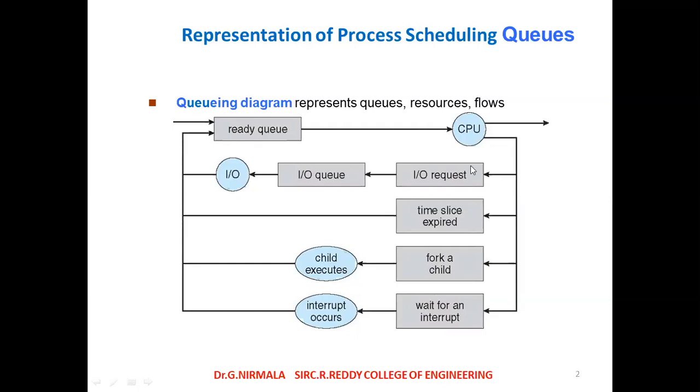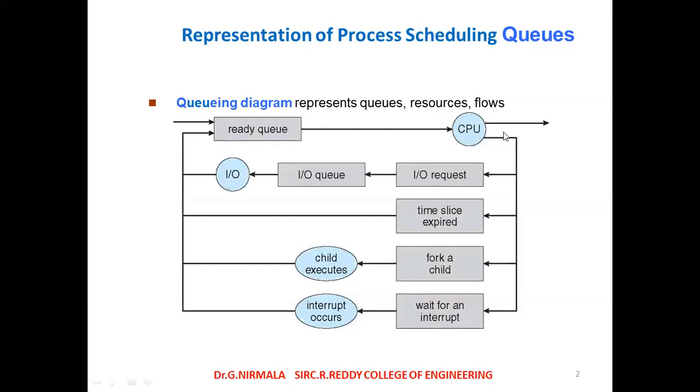For example, the CPU will receive a timer signal, time slice expired. This is the time slice expired. Whenever the timer gives the timeout signal, the CPU automatically releases the currently executing process and switches to some other process. Time slice expired. Then, in the middle of the execution, it will be moved to the ready queue.